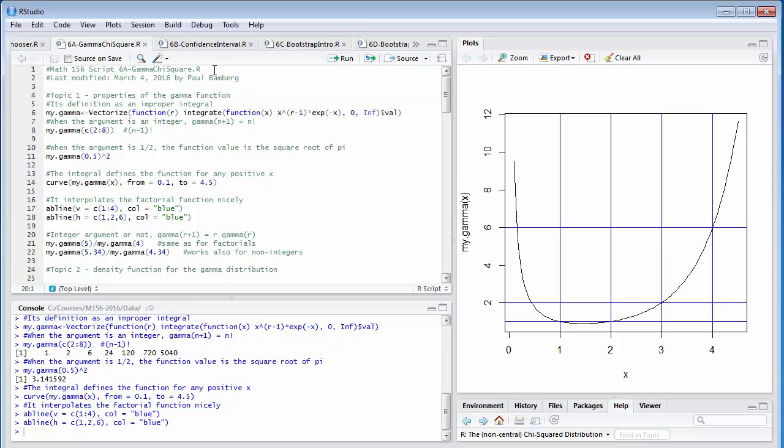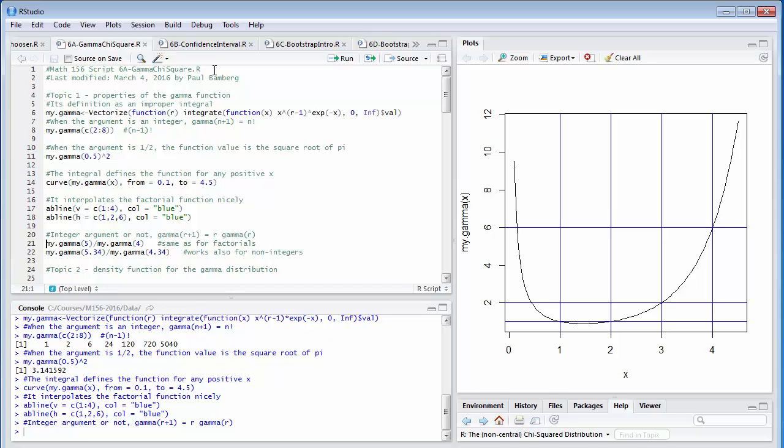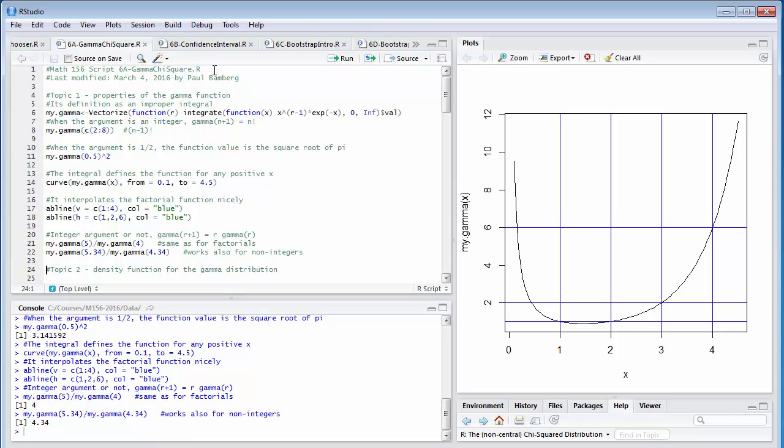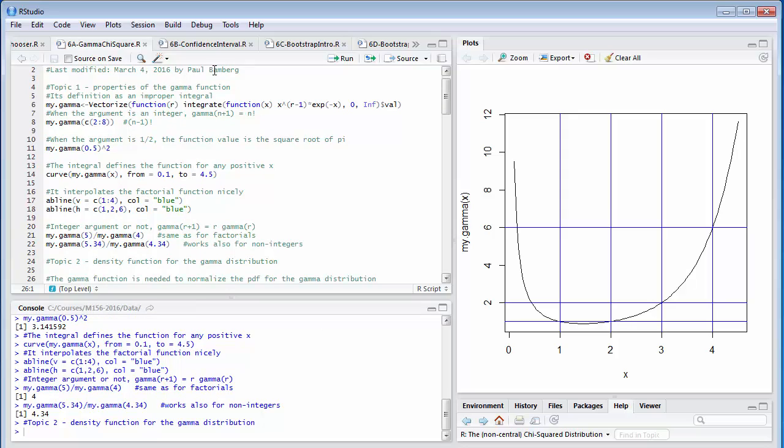It shares with the factorial function the property that when you evaluate gamma of r plus 1, you get r times gamma of r. That's a translation of r factorial is equal to r times r minus 1 factorial. So, for example, if I take the ratio of 5 to 4 for my gamma function, I get 4. If I do it instead with 5.34 and 4.34, where the factorial function makes no sense, I still get 4.34 as the ratio.